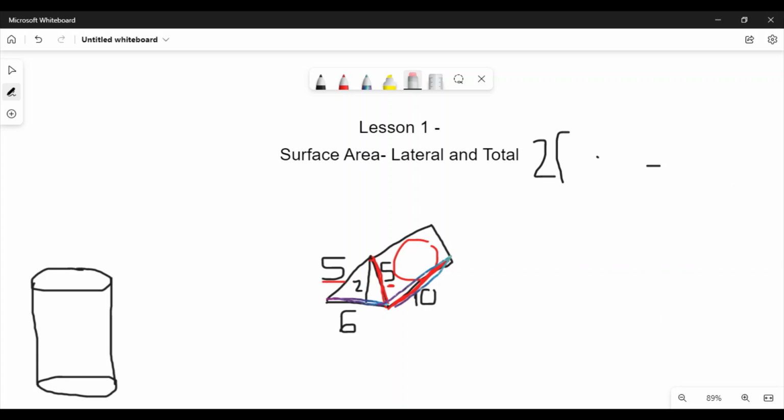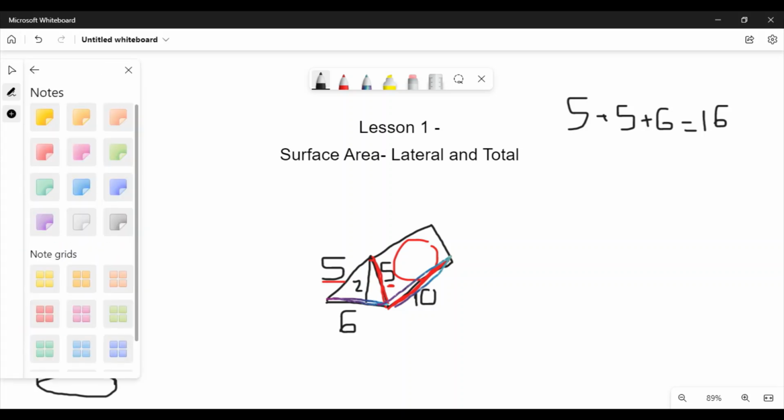So, the shortcut to this is you get the perimeter of the base, and the base in this case would be the triangle. So you get the 5 and the 5 and the 6, and you add those up. So 5 plus 5 plus 6, and that equals 16. And you multiply the perimeter times the 10, which is always going to be the number perpendicular to the base.